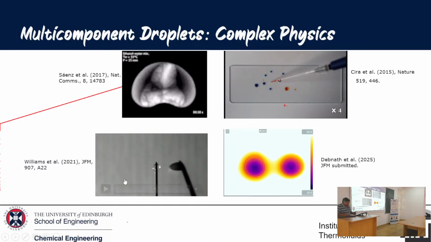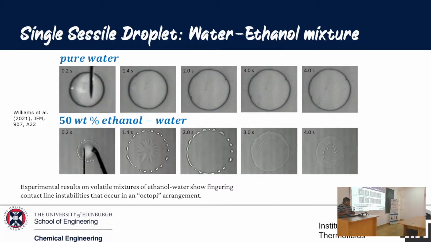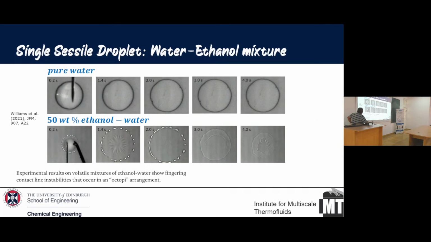Okay, this is a fairly recent one. I'm going to tell you more about this video later on. This is where you've got water morpholine droplets which are actually repelling each other because of the presence of vapor around them. I'm going to come to that shortly. So let's just look at a single sessile droplet problem. The single sessile droplet problem is a very simple one.